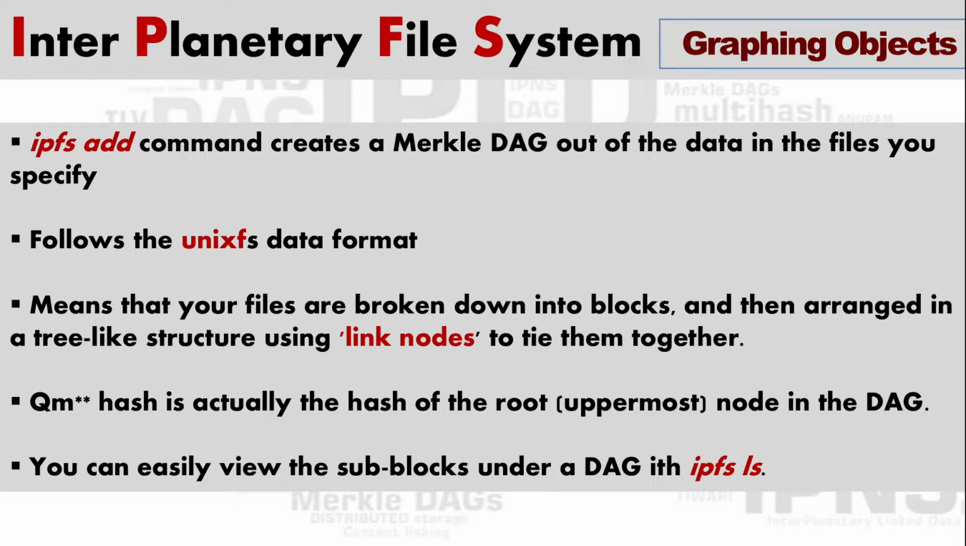So this is going to be a hands-on video, but I have made a few slides for a kind of theoretical background. So this is all we have seen: the IPFS add command, how we use it, and it follows the Unix FS data format, and how the files are broken down into blocks and then arranged in a tree-like structure. We had seen this in the earlier video, so this is just a revision, and the Qm hash for version 0, and you can easily view the sub blocks. We had seen this command ipfs ls in the CLI command video.